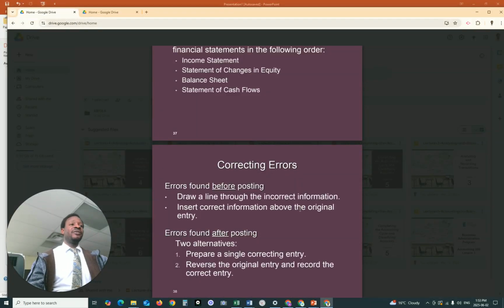And finally on this episode, I'll be looking at correction of errors. Briefly, I will not go fully into details because I've talked about trial balance before and some errors that will not affect trial balance agreements. You may look it up. But for the purpose of rounding off this concept, errors found before posting: draw a line through the incorrect information and insert correct information above the original entry. Errors found after posting: two alternatives to doing that are to prepare a single correcting entry, or reverse the original entry and record the correct entry.